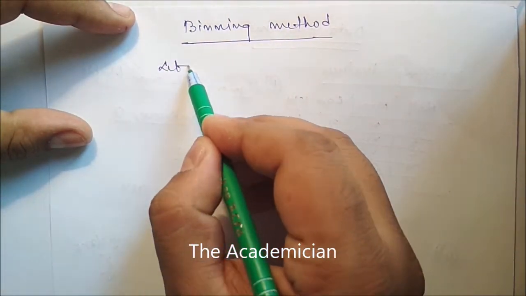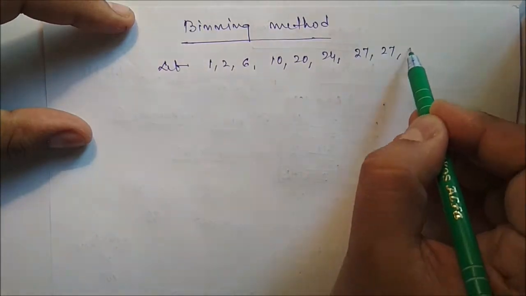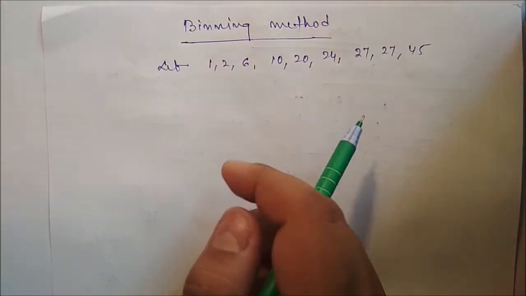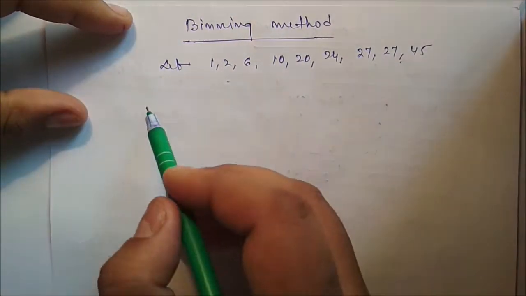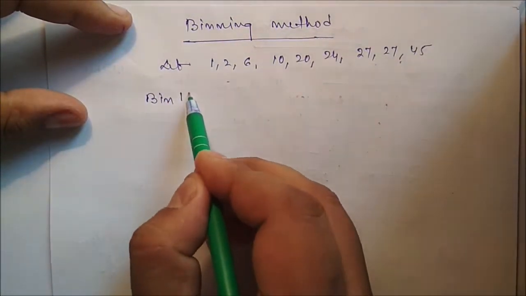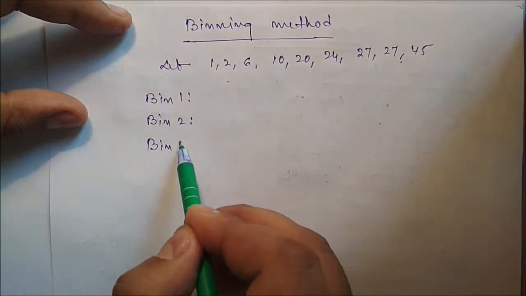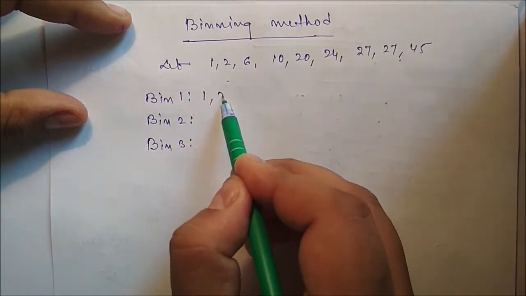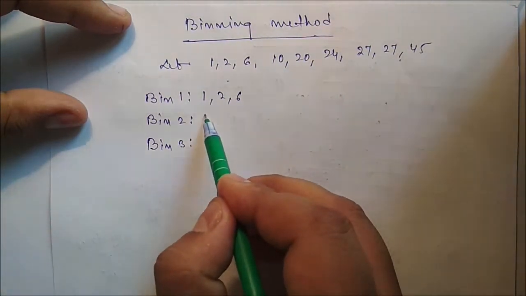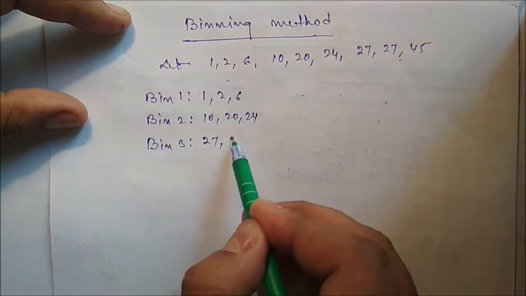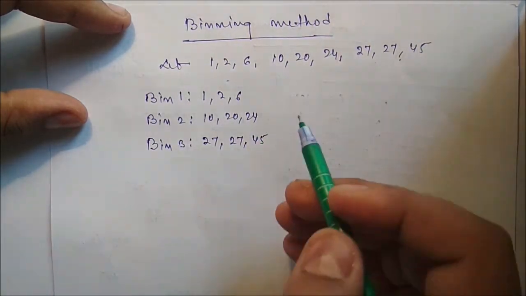Let the data be 1, 2, 6, 10, 20, 24, 27, 27 and 45. Let the bin size be 3 and there are a total of 9 data, so each bin must have 3 data: bin 1, bin 2 and bin 3. The data may be 1, 2, 6 in bin 1, 10, 20, 24 in bin 2, and 27, 27 and 45 in bin 3.